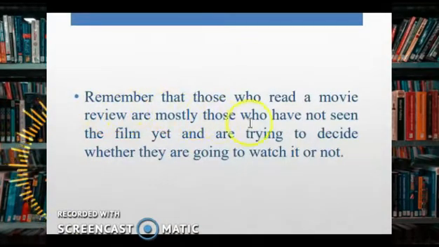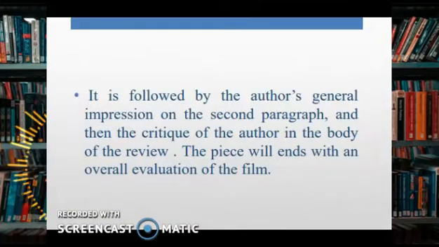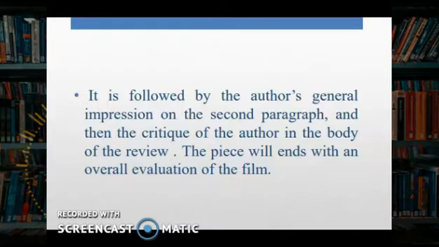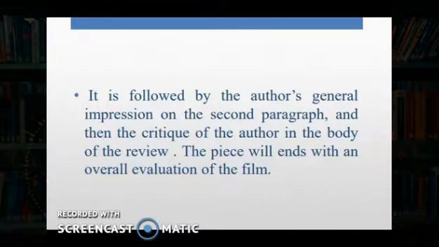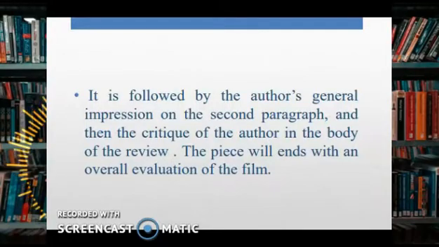Remember that those who read a movie review are mostly those who have not seen the film and are trying to decide whether they're going to watch it or not. So after writing your synopsis as an author, you have to follow it with your impression of the film, whether you like it or not, and what are the things that make you like it. And the last part should involve your criticisms or your critics, your feedback. Would you recommend it or not?